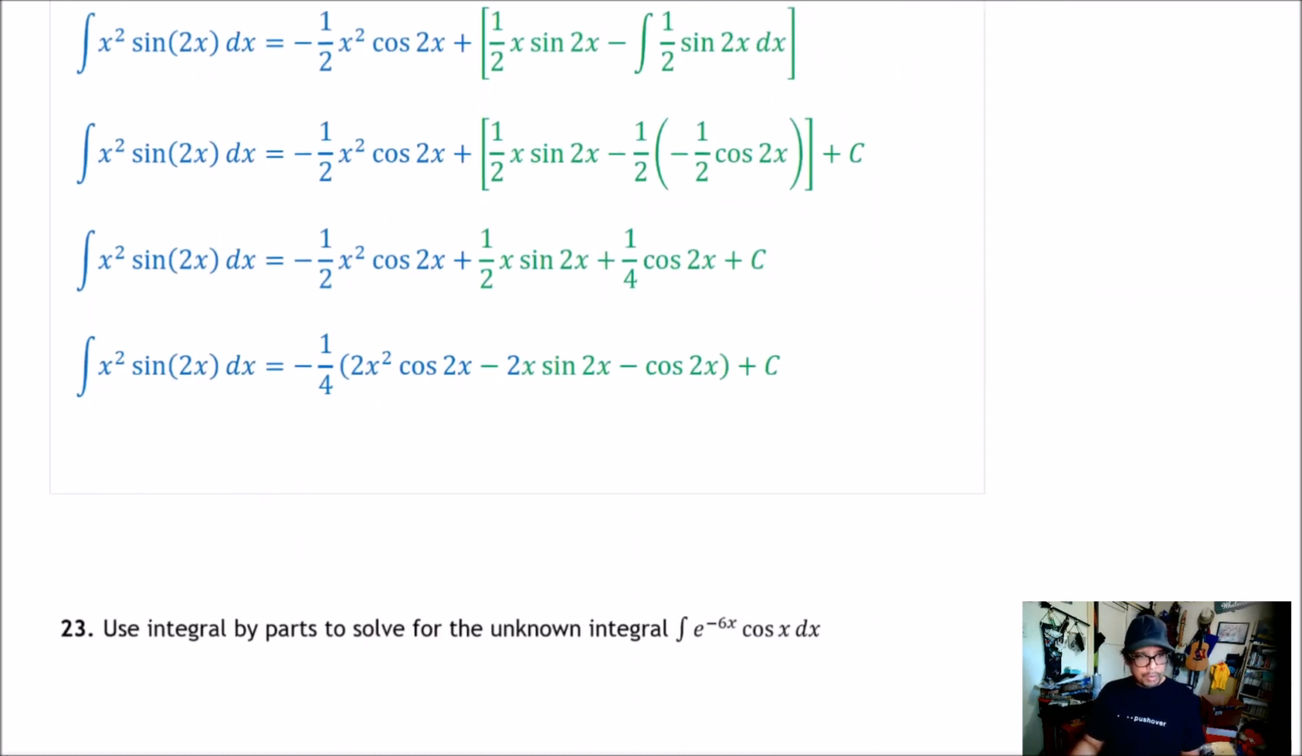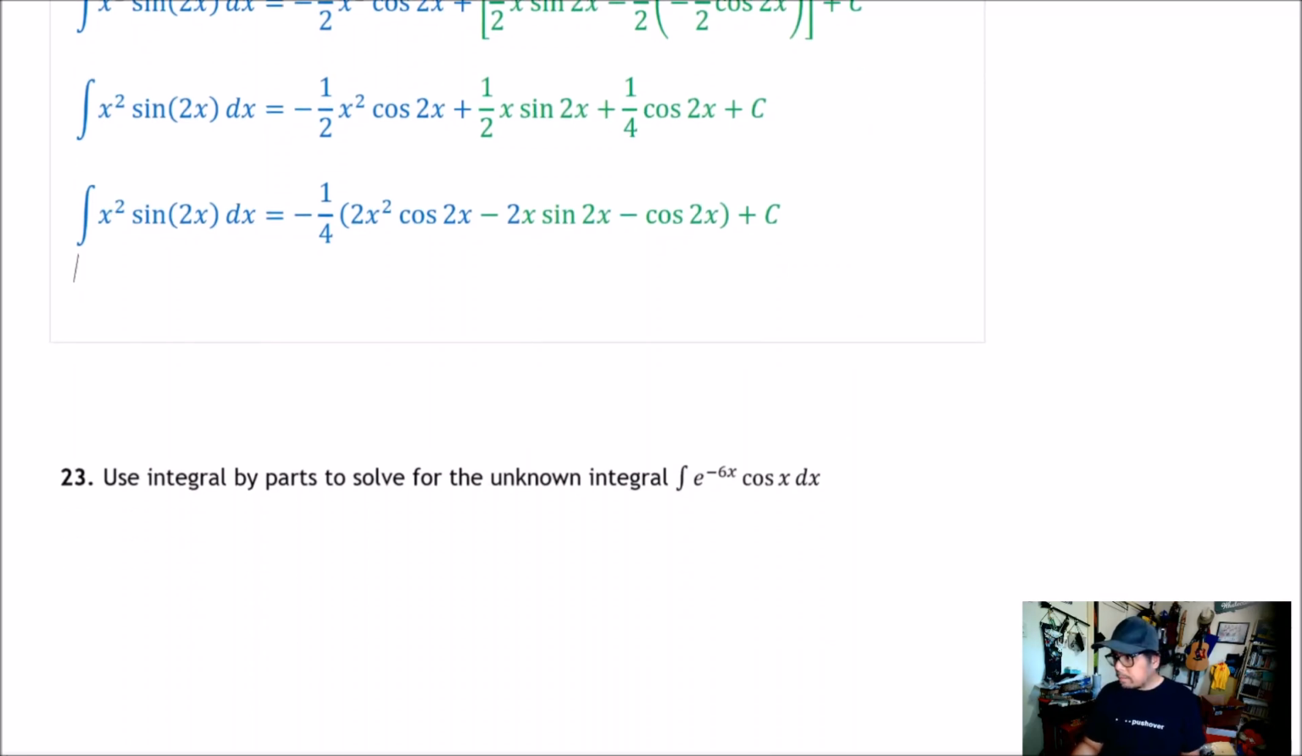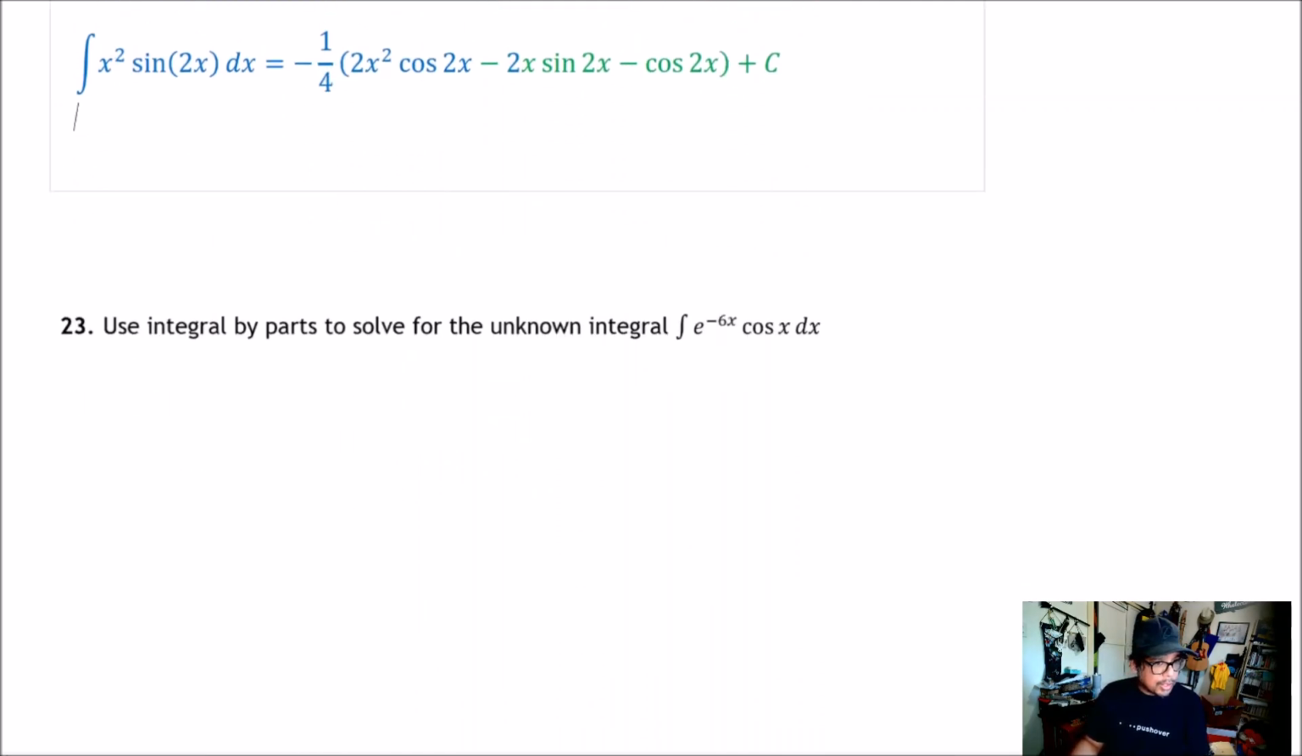Last question for this video, number 23. I'm looking at our time, and this video has gone on a little bit long. Kind of natural since we've done some pretty difficult integration along here. This is also going to be a pretty difficult integration. Taking a look at this, we've got e to the negative 6x multiplied by cosine of x.